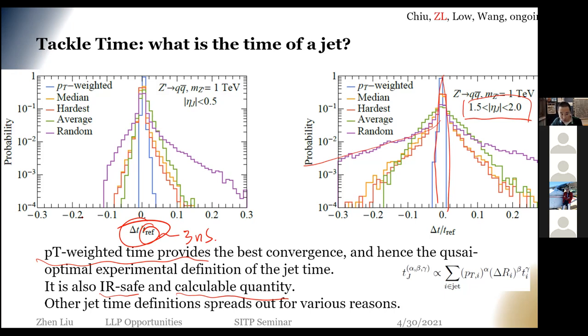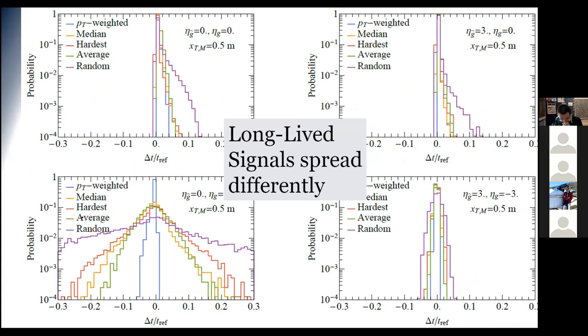Okay, thanks. So we are not satisfied here, right? This is only the best definition for a prompt object. We also have to check how things behave for long-lived particles. It depends on many different quantities, such as the mother particle momentum direction, the daughter particle momentum direction, decay location, etc. So you can see for a simple matter, for the forward daughter, the spread is huge, and the PT weighted definition obviously is the one to use. For other configurations, the difference between different definitions is not that huge. But nevertheless, PT weighted is still the most narrow one. It shows the robustness, but also tells you the dependence of the relative time spread on your definition or on the geometry. So they spread differently.